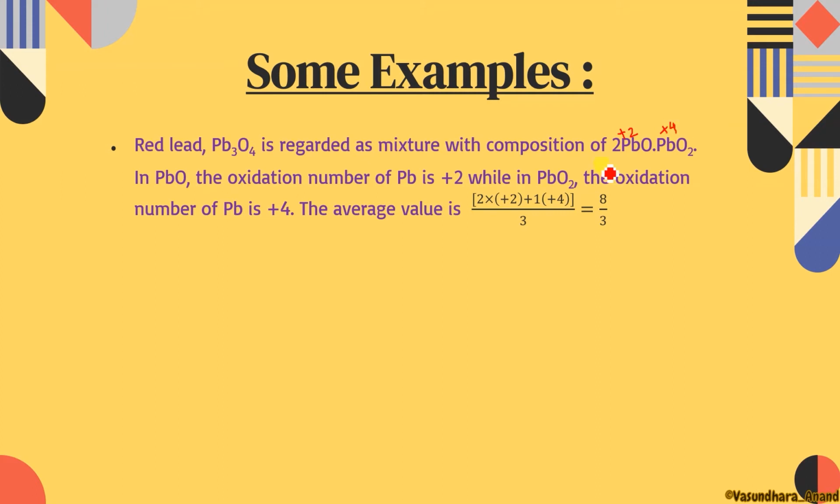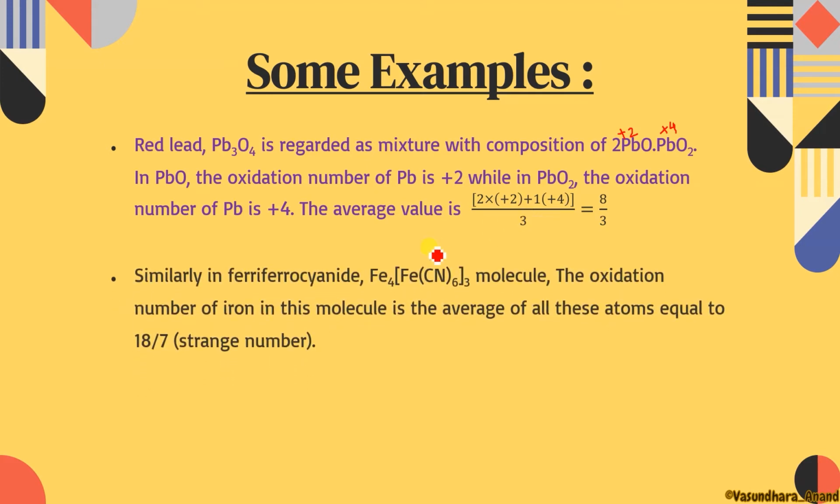Clear? So again you will take the average value, you will get this 8 by 3. Got it? So whenever a fraction comes, just think of it once again. It is not the actual oxidation number, rather it is the average oxidation number. Similarly, we have ferricyanide. This is the ferricyanide molecule. Now the oxidation number, if you check this, is 18 by 7. A very strange number is coming.